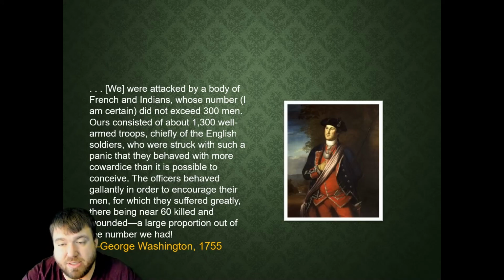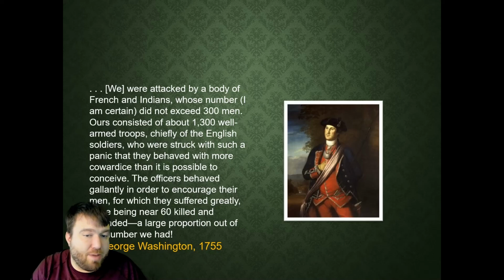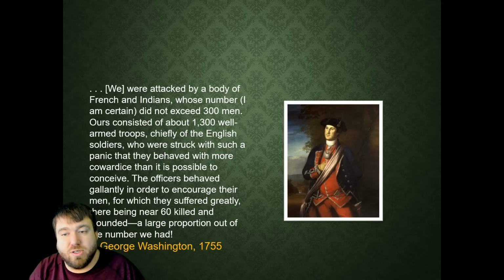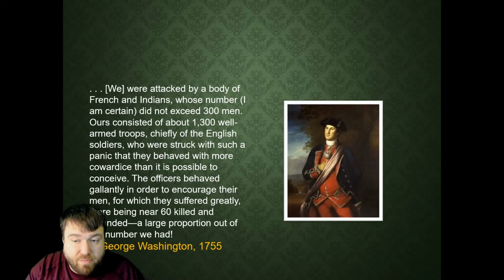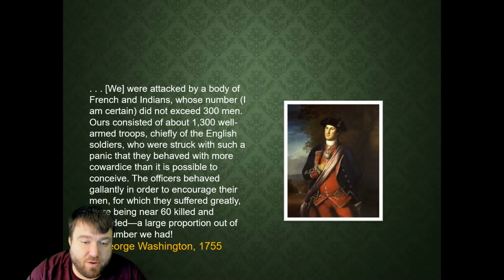George Washington, 1755. So in this attack, they were taken by surprise, and he says that they were struck with such a panic that they behaved with more cowardice than it is possible to conceive, meaning they were scared. They were taken by surprise. This was an ambush. This was a surprise attack. And a lot of people panicked. They broke formation. And George Washington was able to get his troops back together, to rally the troops so that they would come back under command. And he suffered a lot of killed and wounded in this attack.